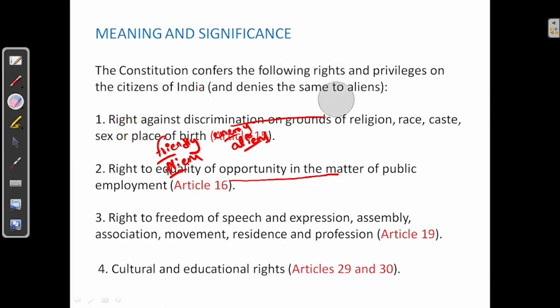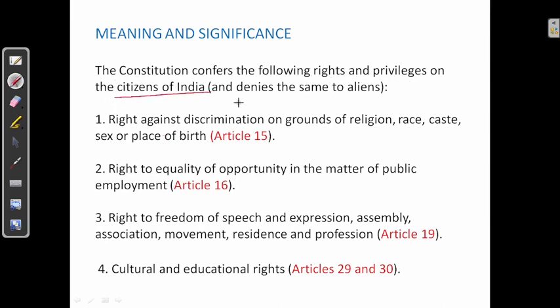Let us see the meaning and significance. The Constitution confers the following rights and privileges on the citizens of India and denies them to the aliens. All these are only available to Indians and not to the aliens. Let us see them one by one.